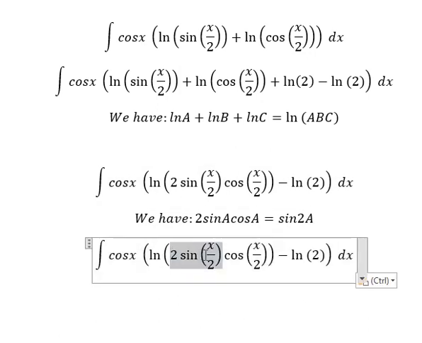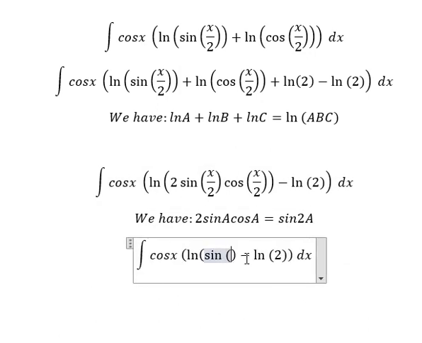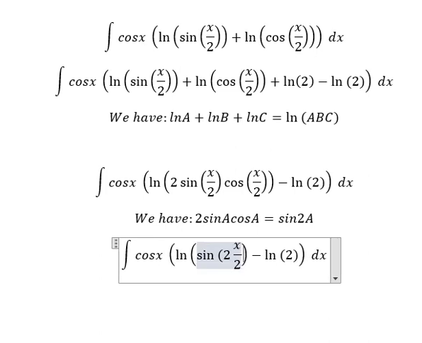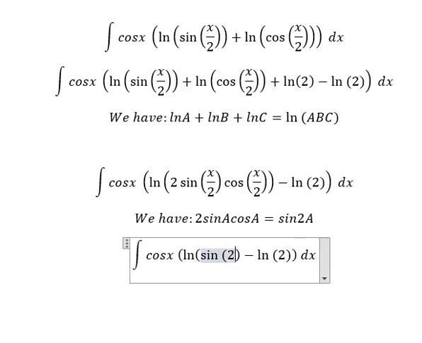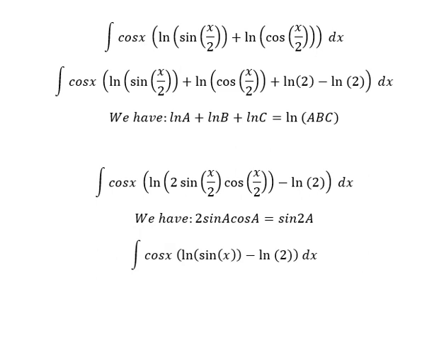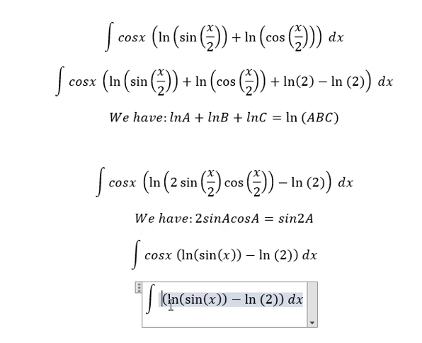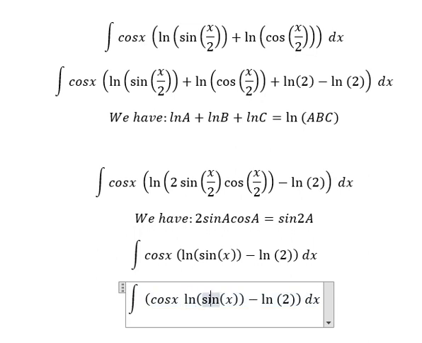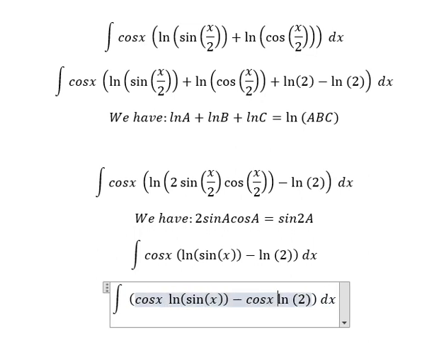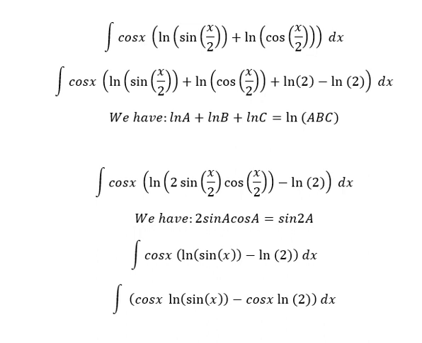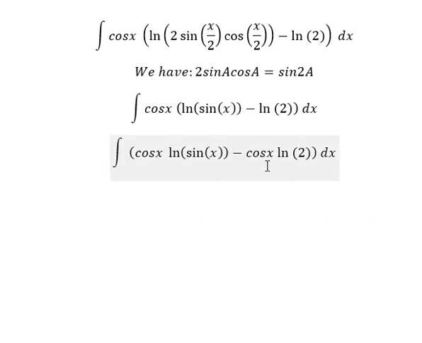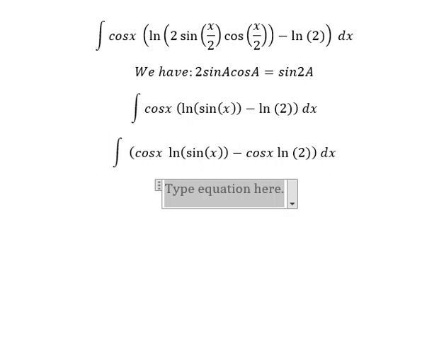So this one, that is about sine of number 2 multiplied by s over number 2, and that is about s. Next, cosine s multiplied by this one and Ln number 2. So the integration of cosine s, that is about sine s.